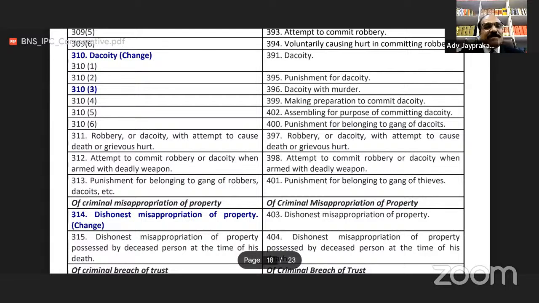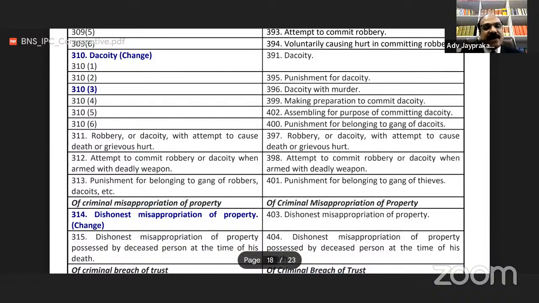Next, BNS section 310(5), assembling for the purpose of committing dacoity. Its earlier section was 402 in IPC. BNS section 310(6), punishment for belonging to a gang of dacoits. Its earlier section was IPC 400. BNS section 311, robbery or dacoity with attempt to cause death or grievous hurt. Its earlier section was 397.